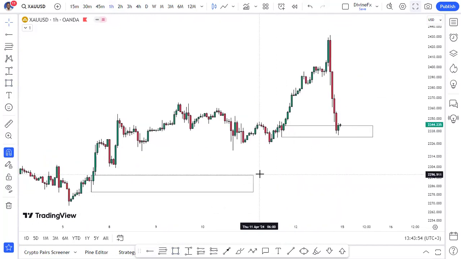So on goldie, I'm bullish. On DXY also, I'm bullish. So let us see what will happen next week.